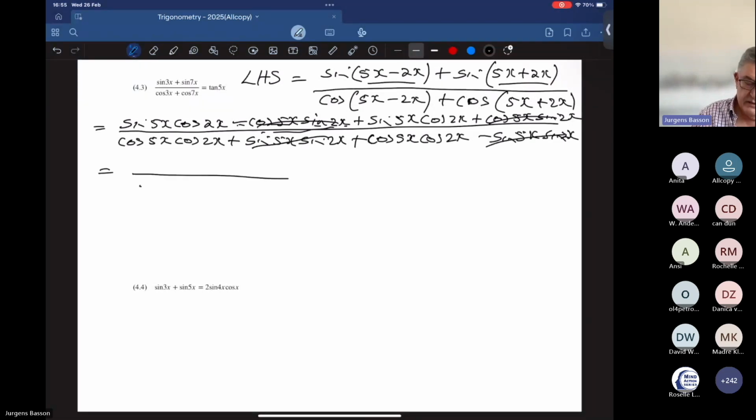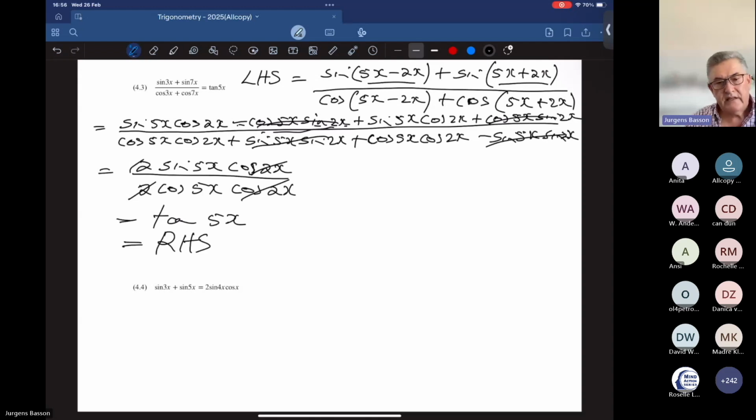If we now look at the numerator, I've got sine 5x cos 2x. I have it twice. 2 sine 5x cos of 2x. If I look at the denominator, I've got cos 5x cos 2x, cos 5x cos 2x. I have 2 of them. Cos 5x cos 2x. And your answer, tan 5x, which is the right-hand side. So you can see it is very easy to make mistakes because it's all this expansion that you need to do, but it's a critical, important principle that they must be able to do.